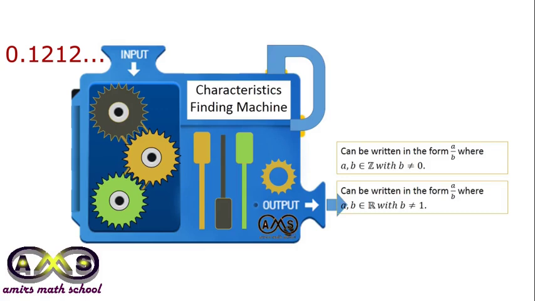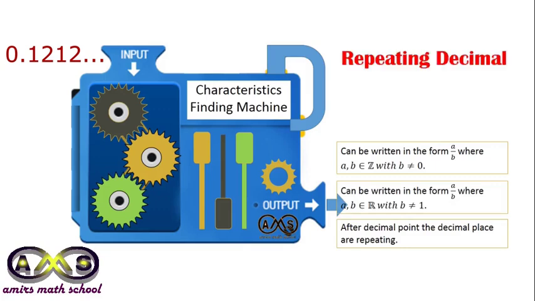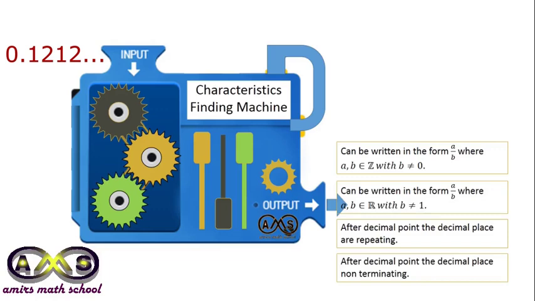So the given number belongs to fractional number. Next, after the decimal point, the decimal places are repeating, so we can say it is a repeating decimal. After the decimal point, the decimal places are non-terminating; they will never finish. So the given number is a non-terminating repeating decimal fraction, which belongs to rational numbers.